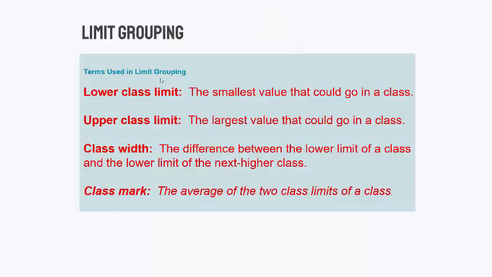If we're going to group the 30s, the lower limit would be 30, and the upper value would be 39. If we wanted to group the 40s, the lower value would be 40, and the upper value would be 49. So the class width, the difference between the lower limit of a class and the lower limit of the next higher class, is 40 minus 30, so that class width is 10.